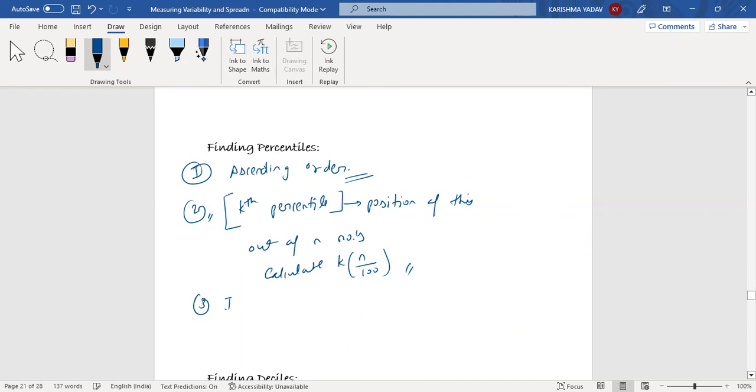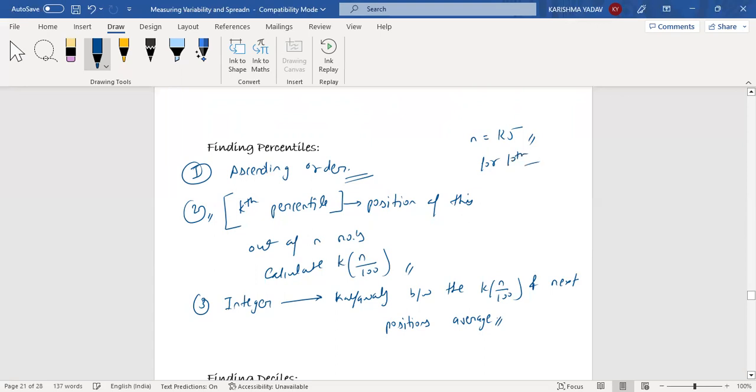If kn by 100 gives you an integer value, then your percentile is halfway between the kn by 100 position and the next position, the average of the two. So, for example, if n equals 125, and I calculate kn by 100 for the 10th percentile, where k equals 10, then 10 times 125 divided by 100 is equal to 12.5.